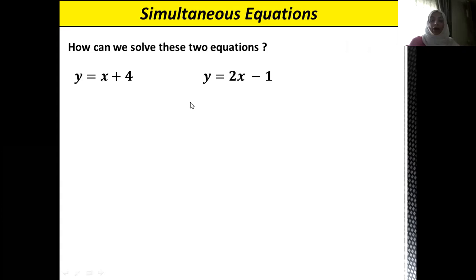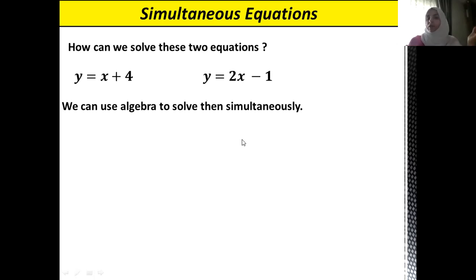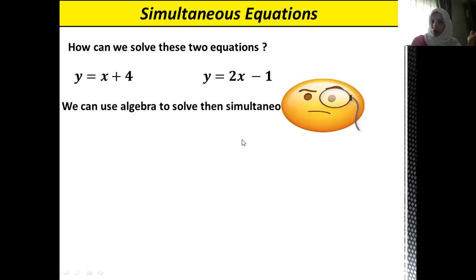If I want to find the solution of these two equations, that means I need to find the value of x and the value of y. How can I work them together? Work them together simultaneously means that I will solve them both together at the same time. I will be working with both equations at the same time. We took it in chapter 9, as I told you. How can we solve them algebraically? I think everybody knows that we can solve them algebraically. How can we do that?